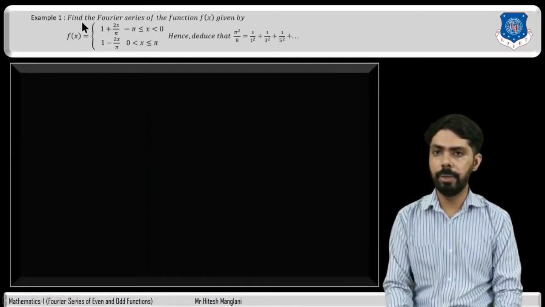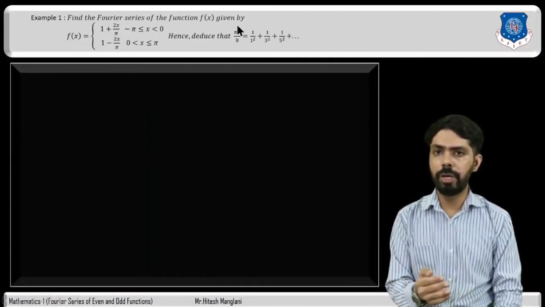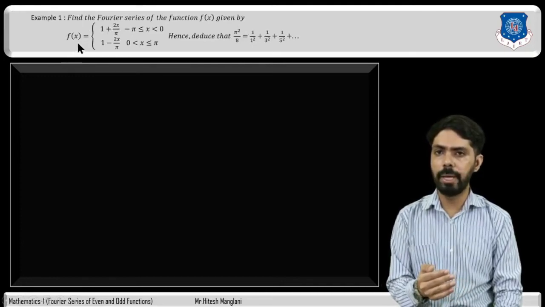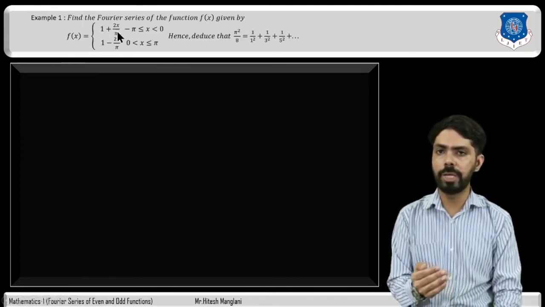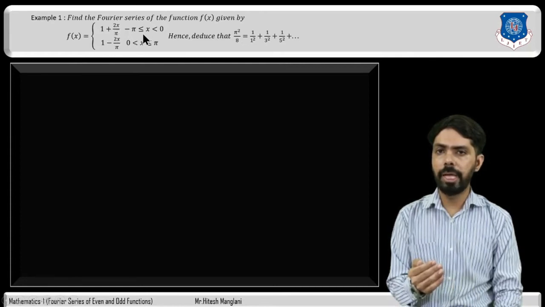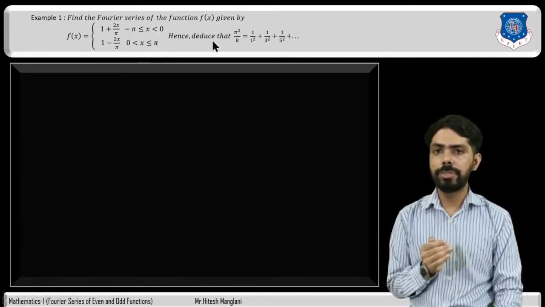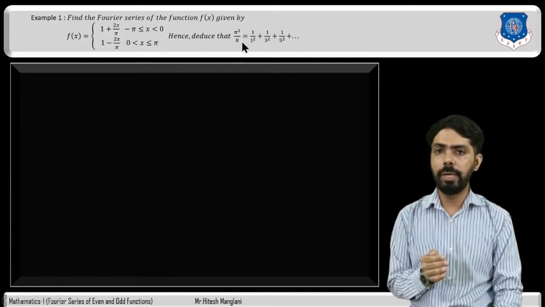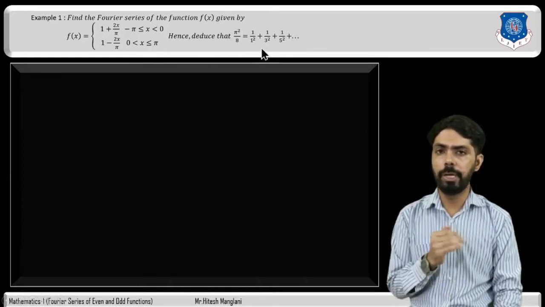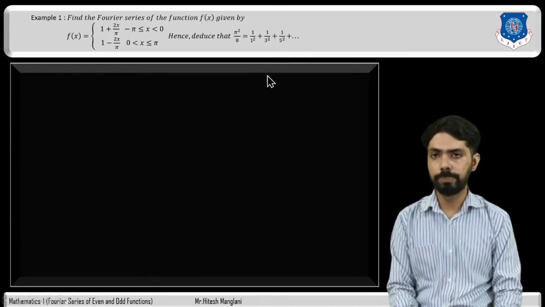So the first example: find the Fourier series of the function f of x given by f of x equal to 1 plus 2x divided by pi, where x varies from minus pi to 0, and 1 minus 2x divided by pi, where x varies from 0 to pi. Hence deduce that pi square divided by 8 is equal to 1 divided by 1 square plus 1 divided by 3 square plus 1 divided by 5 square plus and so on.